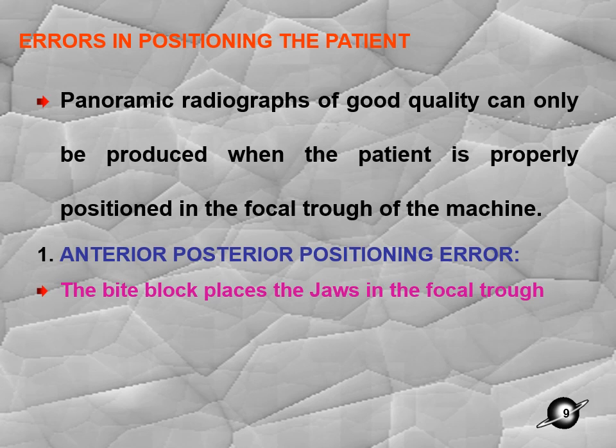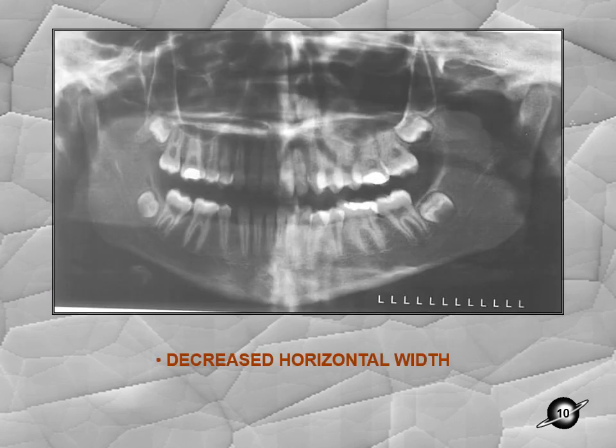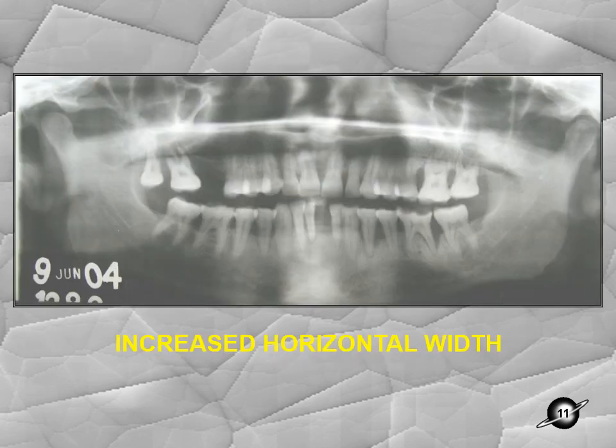First thing is anterior-posterior positioning. The patient exactly needs to bite on the bite groove of the focal trough. If a patient is not exactly placed within the focal trough, if placed anteriorly in the focal trough, we get a distorted horizontal width. Again, if a patient is placed posteriorly to the focal trough, we get an increased horizontal width. So always remember, if a patient's OPG has an increased horizontal width, that is an anterior-posterior positioning error.